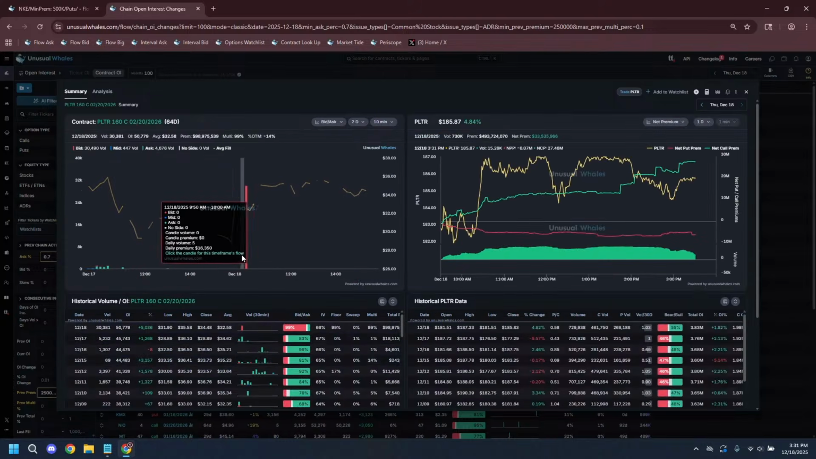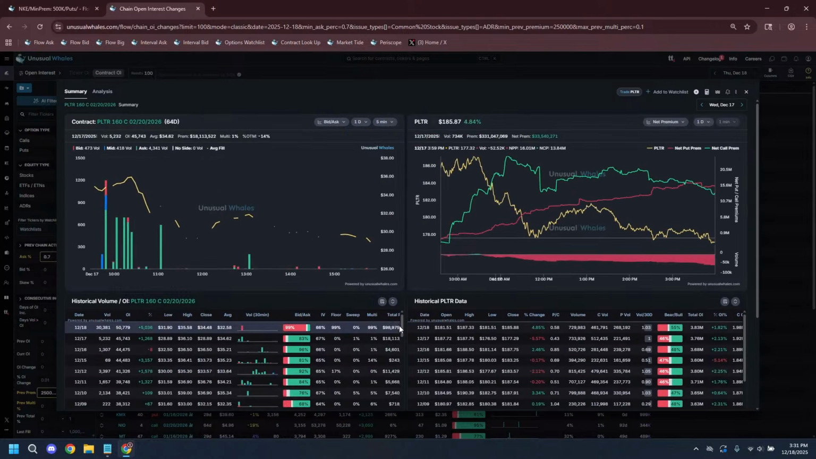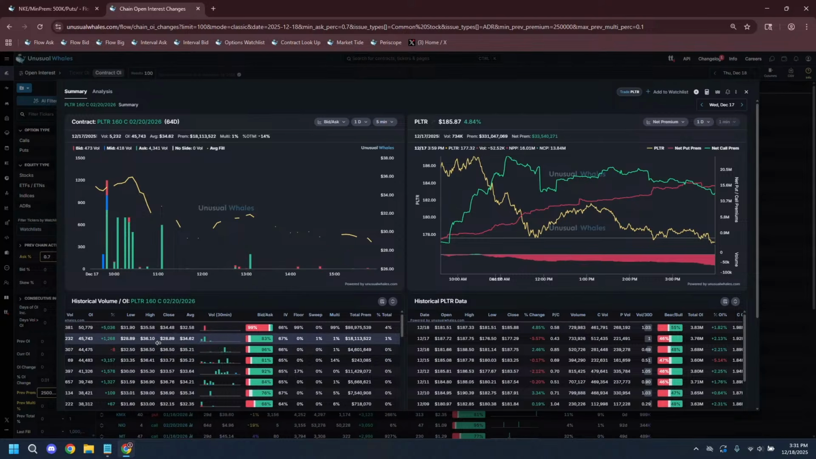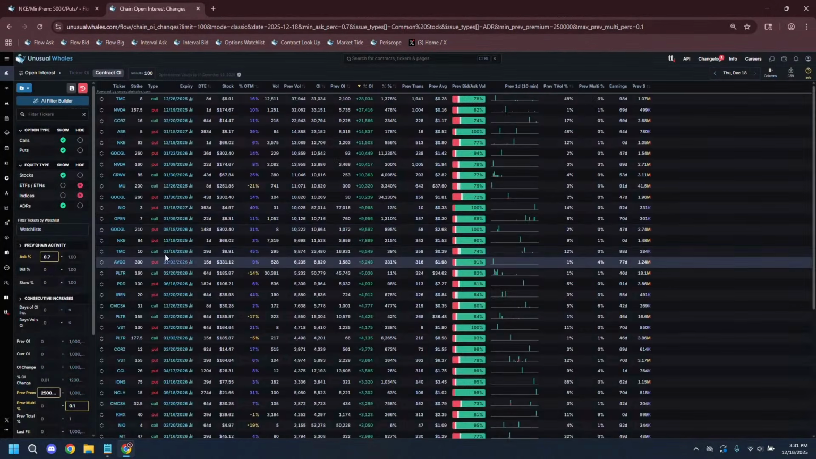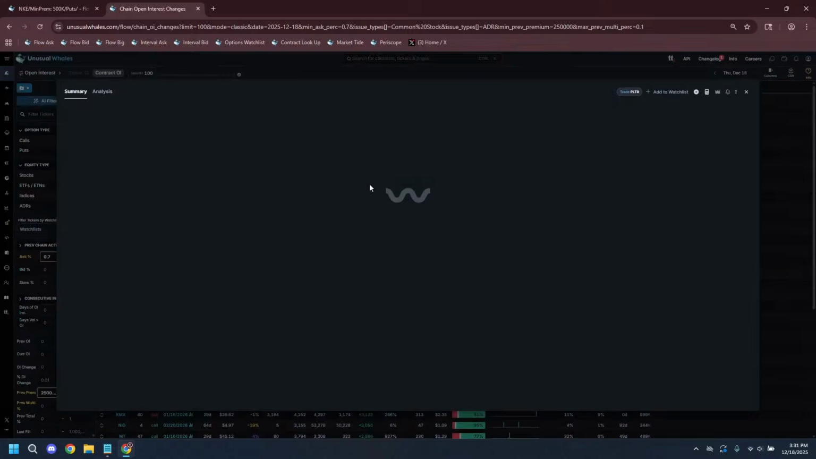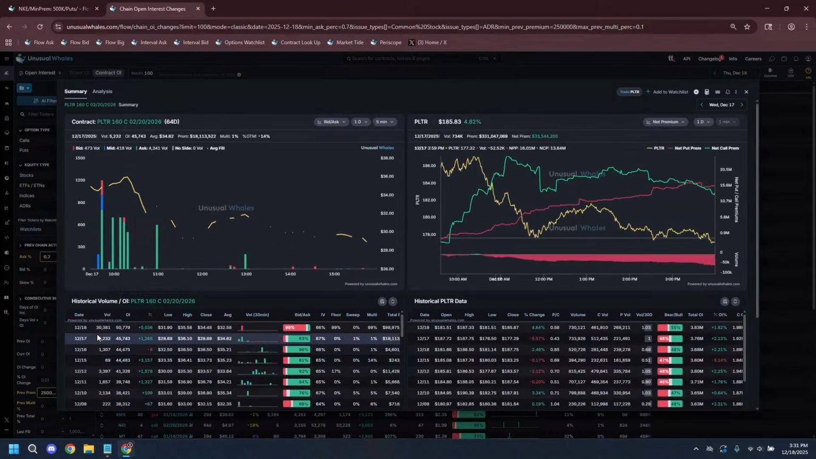One. So I guess this activity today is dwarfing yesterday's activity. But yesterday, what's happened to my screen? Yesterday there was some activity in the Palantir. Now this is not necessarily good flow just because it's on the open interest screener. But there was some activity yesterday.